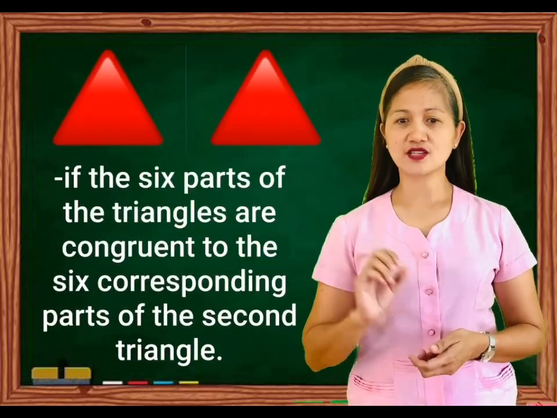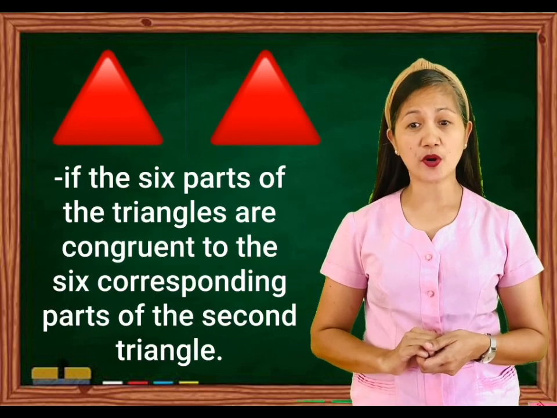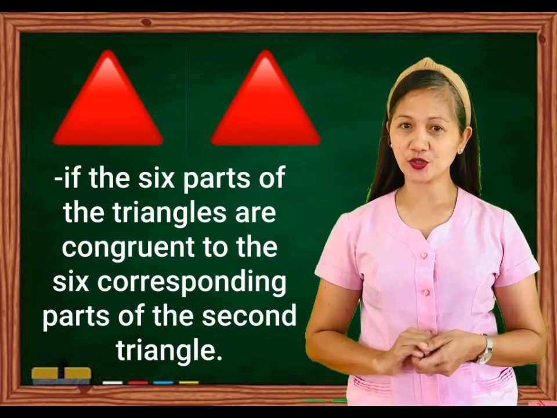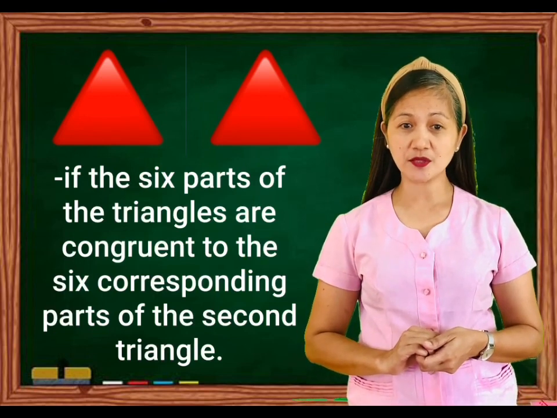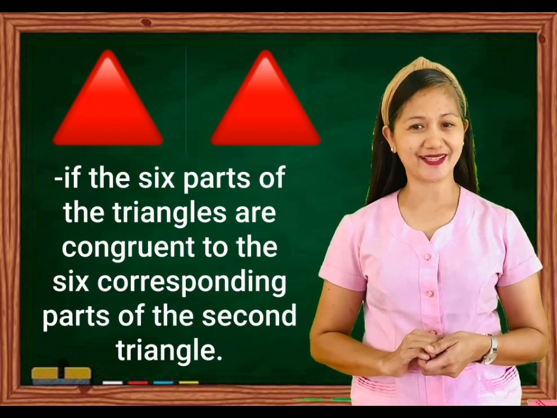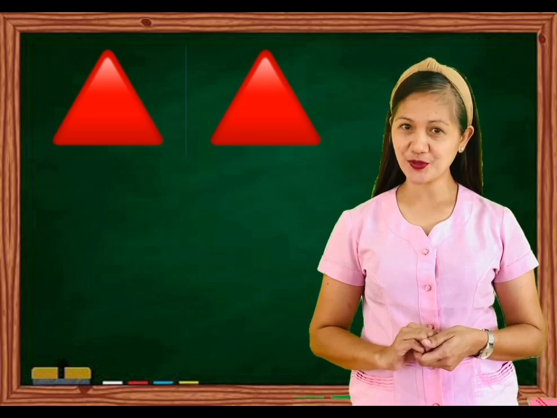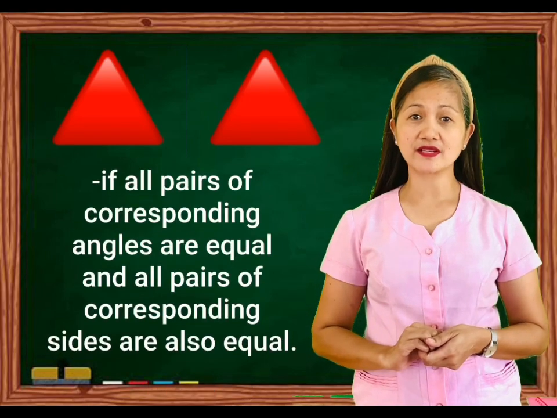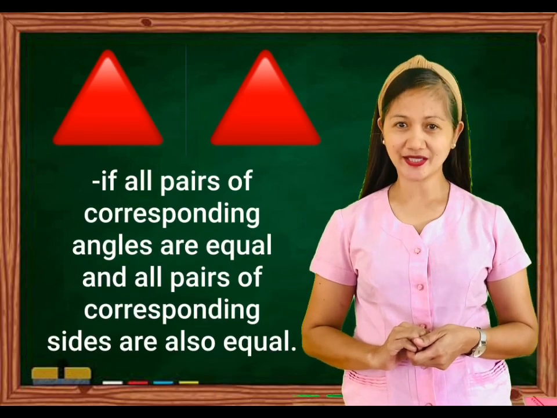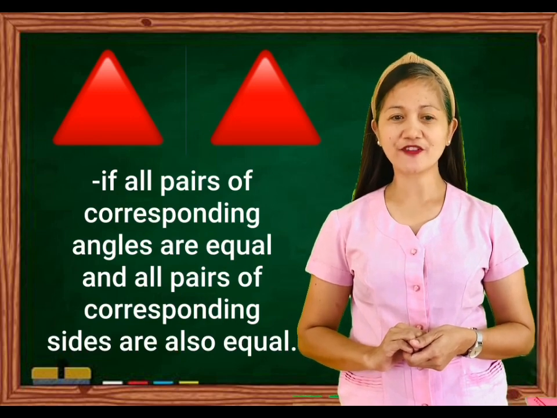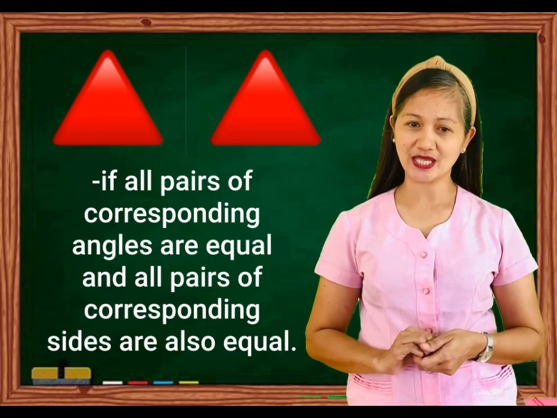Two triangles are congruent if the 6 parts of the triangle are congruent to the 6 corresponding parts of the second triangle. This means that the two triangles are congruent if all pairs of corresponding angles are equal and all pairs of corresponding sides are also equal.